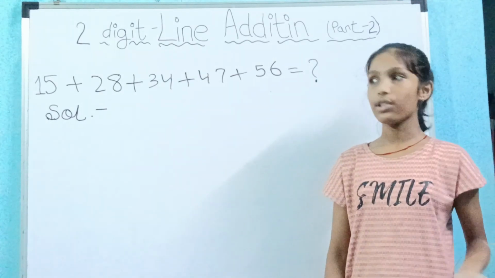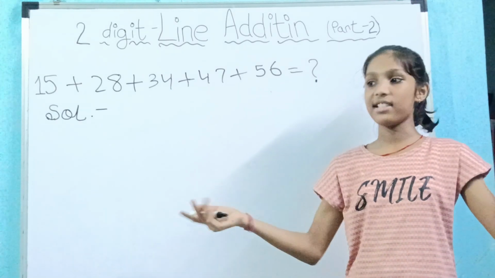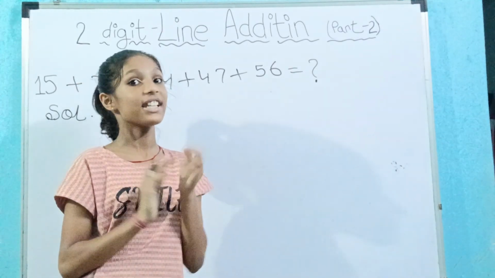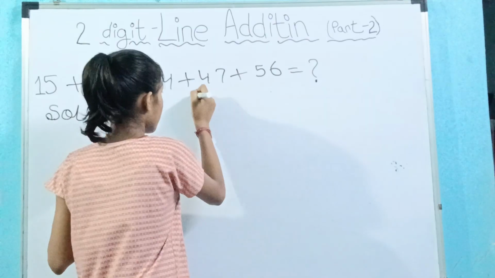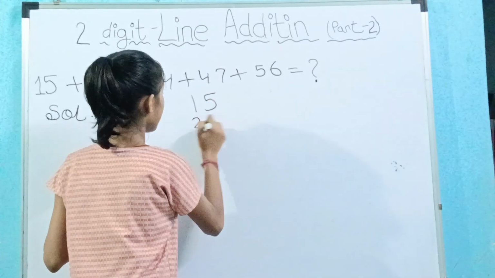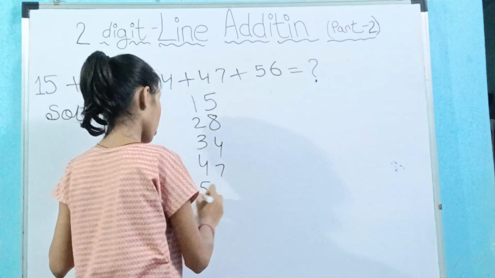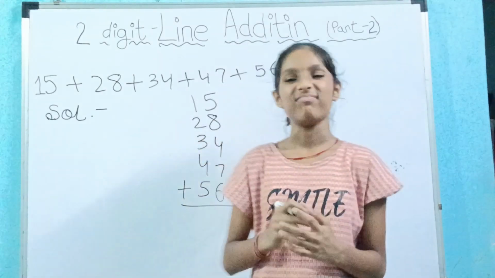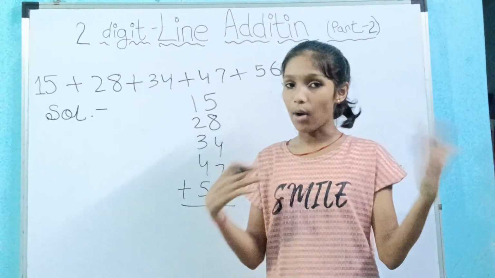Now we are going to learn how to solve it also. So first of all, write it in column: ones place, tens place, hundreds, thousands. This is part 2. We are going to come to part 3 also, which is 3 digit lines. We are going to talk about that later. First, let's solve the question: 15 plus 28 plus 34 plus 47 plus 56. I hope you're not talking when I'm teaching, because I think the students are not concentrating. So, no noise around you.